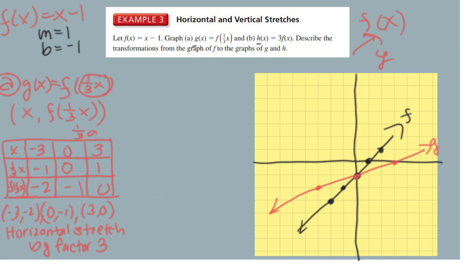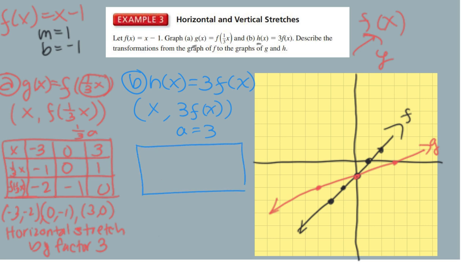Now we're moving on to B, which is our h line. So we have h of x equals 3 times f of x. We are going to look for 3 times f of x, correct? Who can tell me what A is? A is 3. Okay. We're going to construct another table.